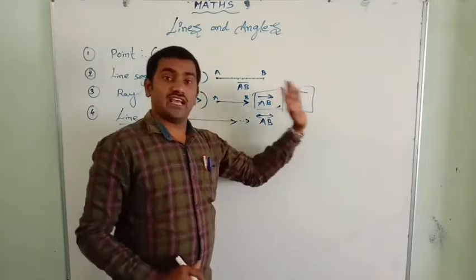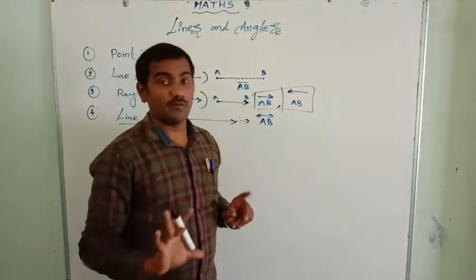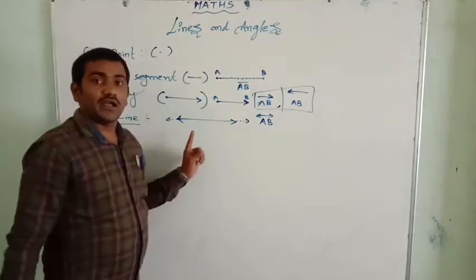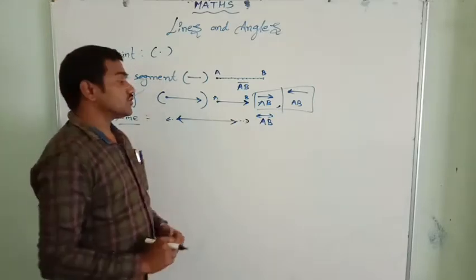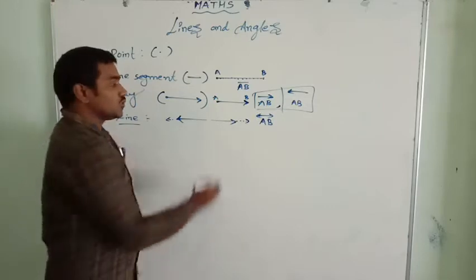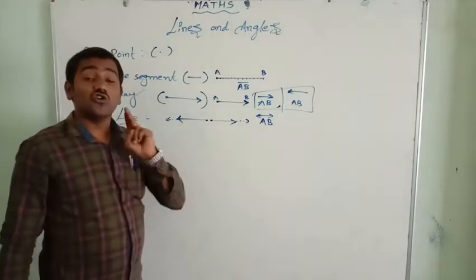Here, from B to A side we can extend infinitely. Both are different in the symbolical form. Now we have to learn about the line. A line can be extended infinitely in both directions. So if you cut a line, we can see two rays.